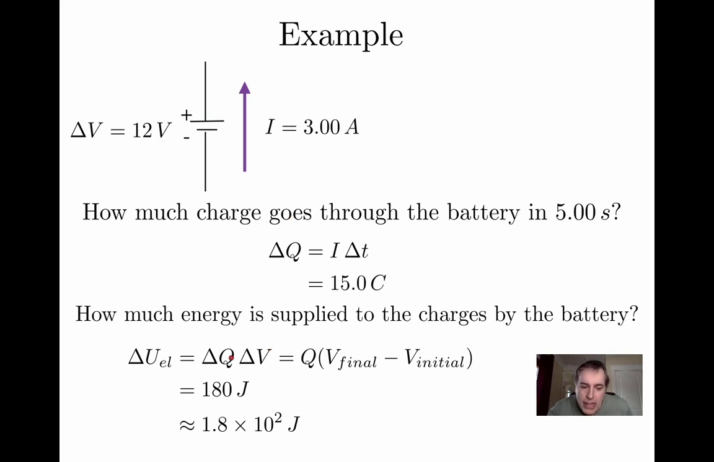Okay, so to summarize, the positive charges move that way. As they move from this side to this side, the delta V they go through is plus 12 volts, because V final minus V initial is plus 12 volts.